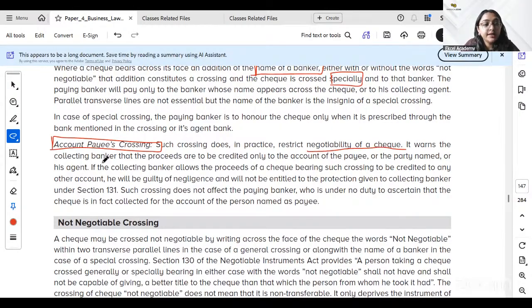Then you have your account payee's crossing, wherein it restricts the negotiability of a check. That is, it wants the collecting banker to credit the proceeds only to the account of the payee or the party named. So whoever's name is mentioned, you specifically need to pay it only to their account.